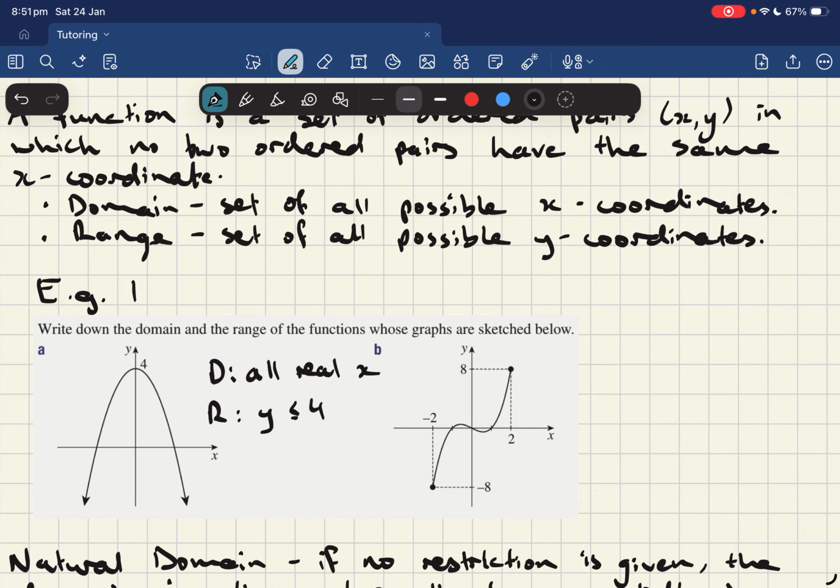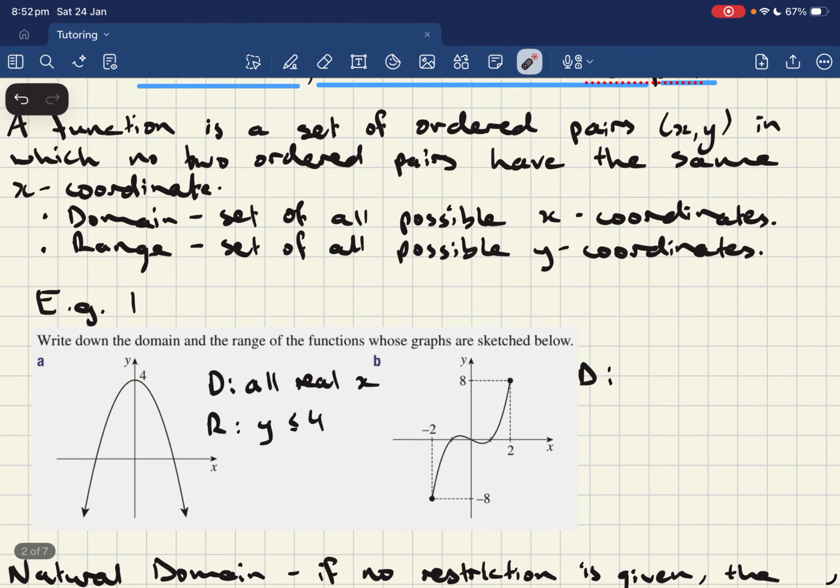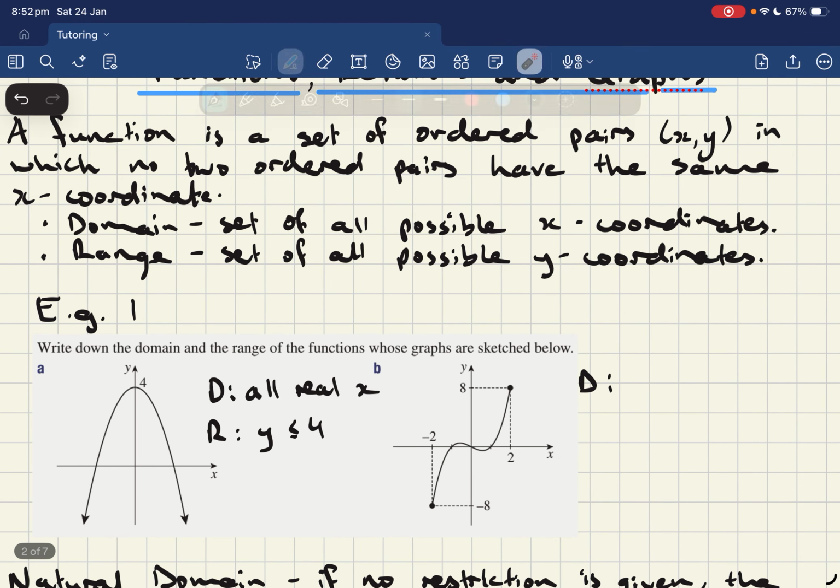Now, for this next one here, we have a cubic function, but we can see that the domain, because the function basically stops here at positive 2 in the x and stops here at negative 2. That's what these points show. If it had the arrows, it would continue going in these directions, but it actually stops from negative 2 and then goes up to positive 2.